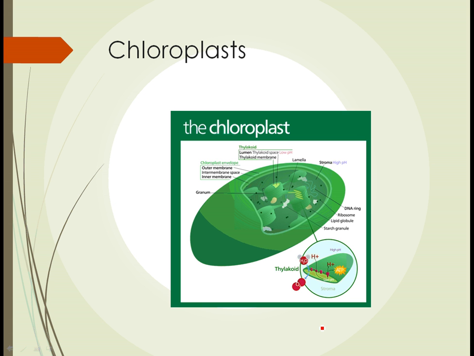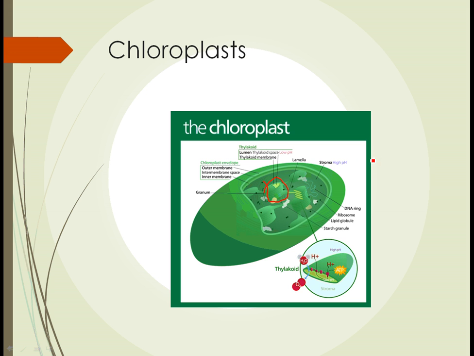Here's a diagram of a chloroplast. In it you can see the thylakoid, which contains the chlorophyll. And chlorophyll is what gives plants, or at least plant leaves, their green color.